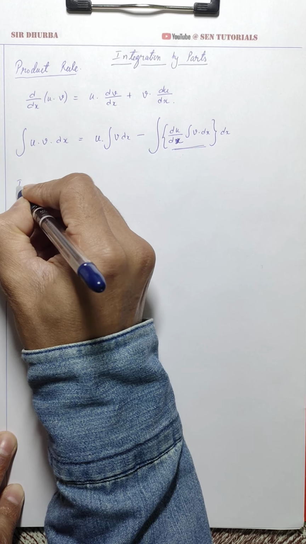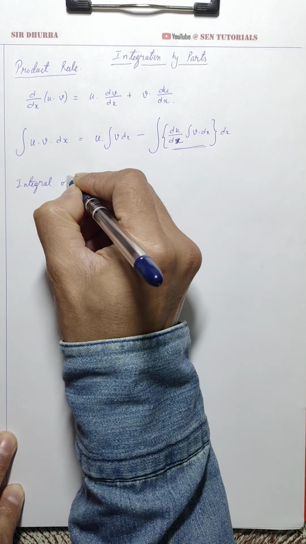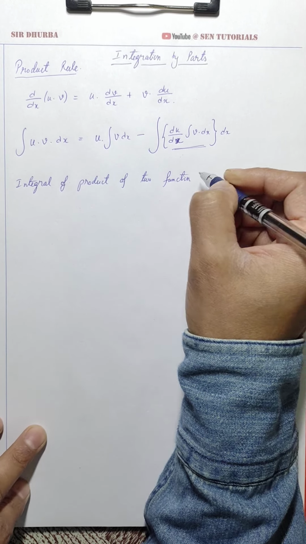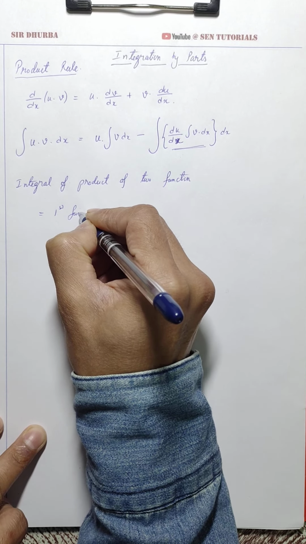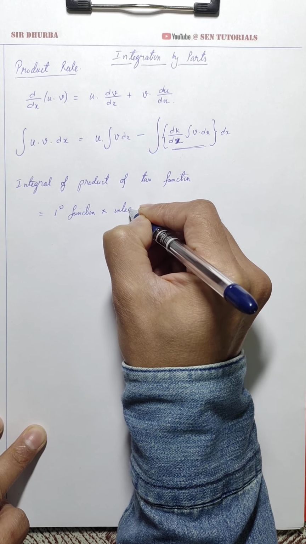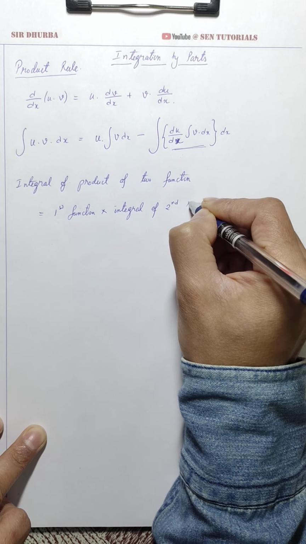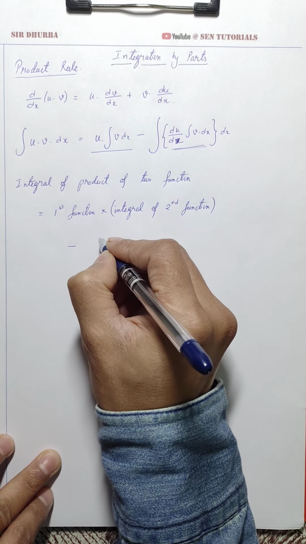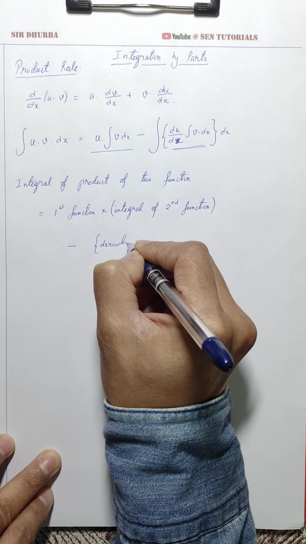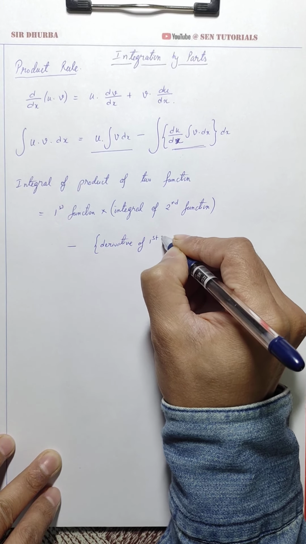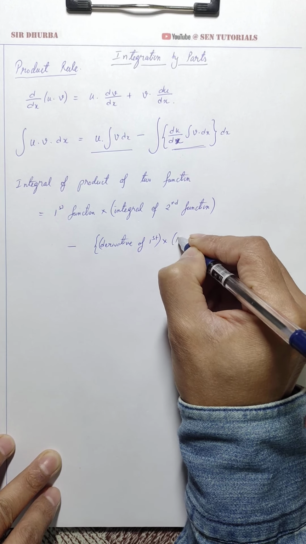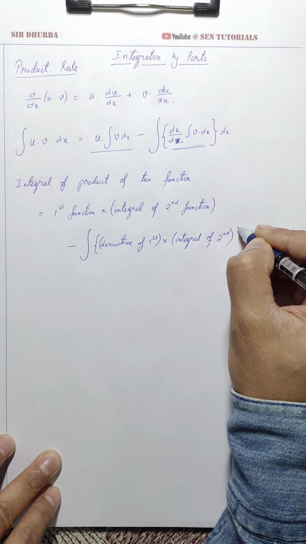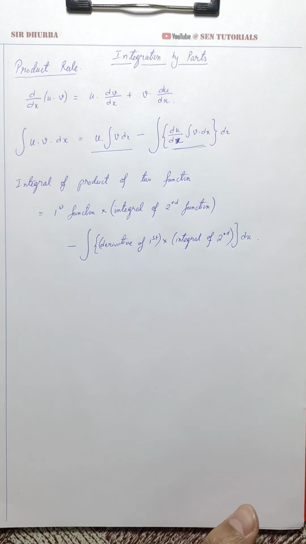See, I'll give you another way. The integral of the product of two functions can be written as the first function into the integral of the second function, minus the integral of the derivative of the first function into the integral of the second function, its whole integral. So this is the formula that we have.